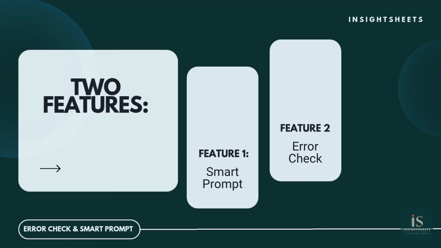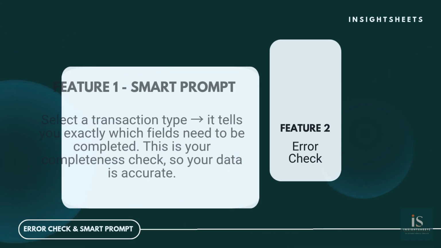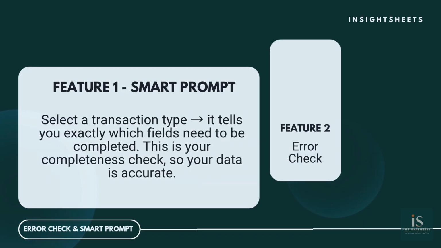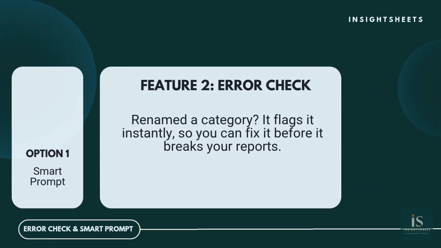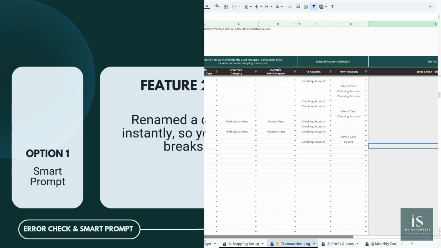Here's what these two features do for you. The smart prompt guides you through every transaction. Based on whatever transaction type you select, it'll tell you exactly which fields need to be completed. This ensures every transaction is accurate and nothing gets missed. The error check is your safety net. If you ever accidentally rename a category or subcategory in your Inputs tab, this will flag it immediately so you can fix it before it affects your reports.